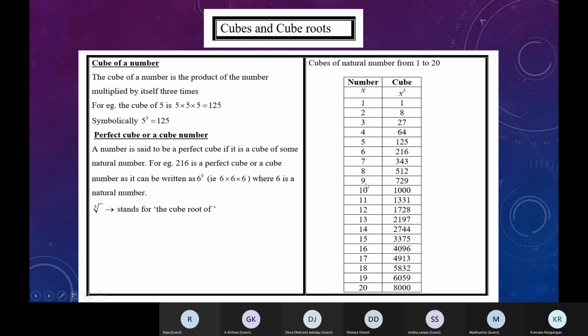Here, 9 cubed is 729. If the cube number ends with the digit 9, then its cube root also will end with the digit 9. See here, 9 into 9 into 9 is 729. If the cube root ends with 8, then its cube will end with 2.